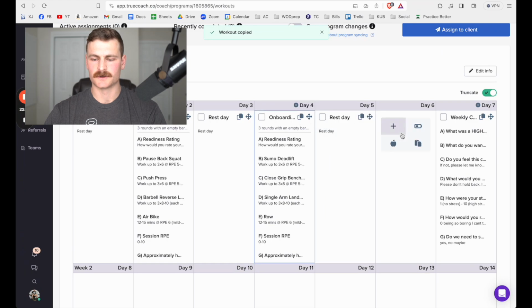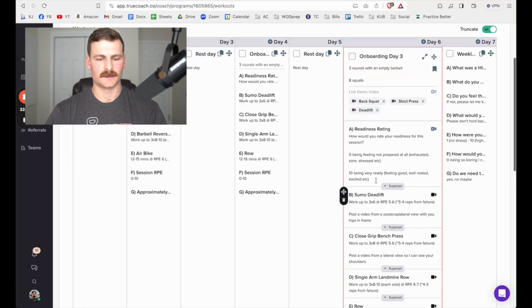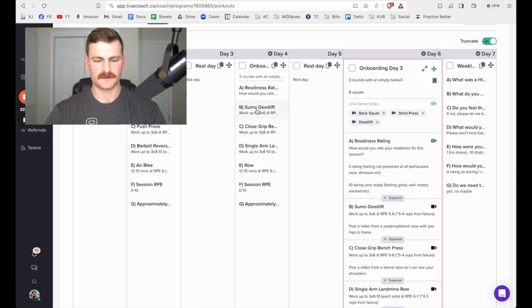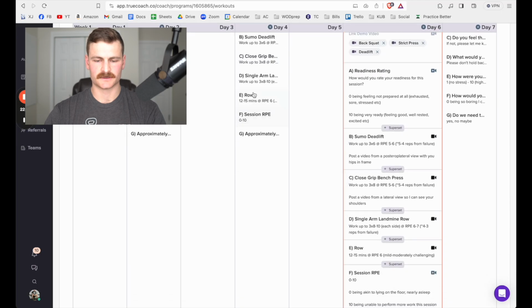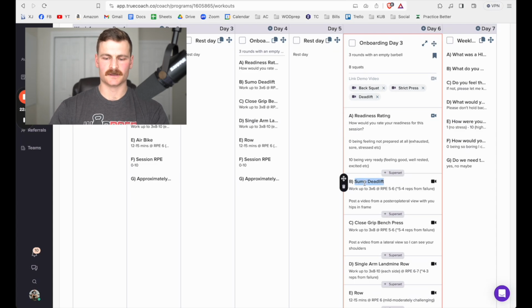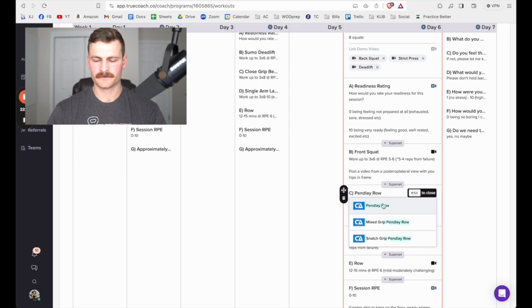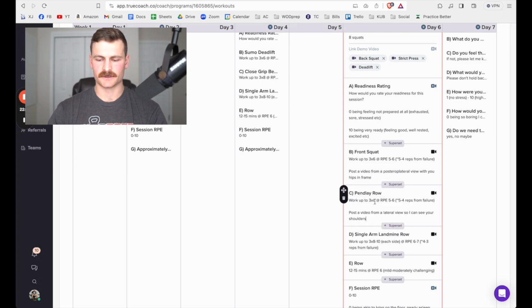Okay, and then let's do onboarding day 3. Now we've done squat, deadlift, press, bench press, and then we've done a single arm landmine row. So let's go ahead and maybe revisit a squatting pattern. So let's do a front squat. Who doesn't love a good front squat? Let's do maybe a pendlay row. Get that horizontal pulling action going on.